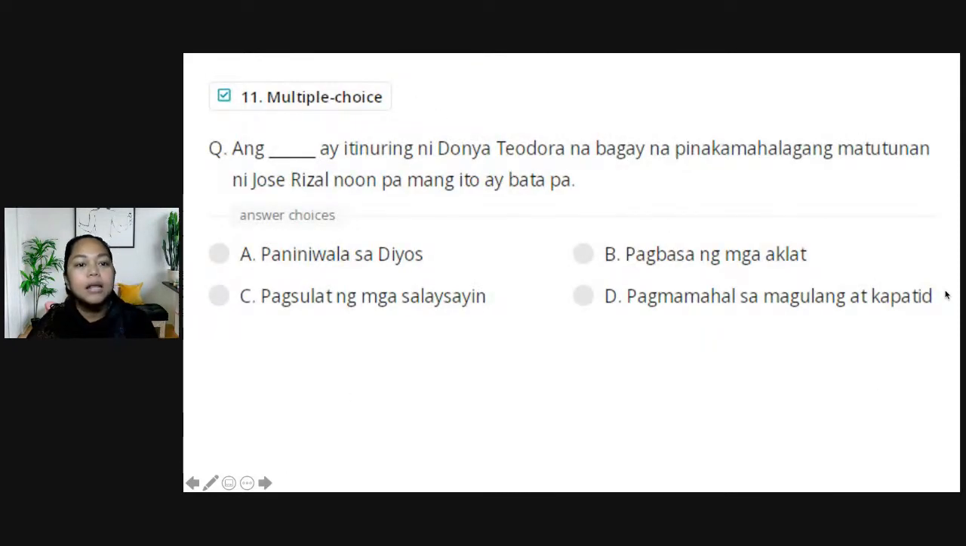Alright, we move on. Number 11, ang patlang ay tinuring ni Doña Chodora na bagay na pinakamahalagang natutunan ni Jose Rizal noon pa mang ito ay bata pa. What is your choice? For question number 11. Number 11, which one is our choice? Okay, number 11 po, anong inyong sagot?